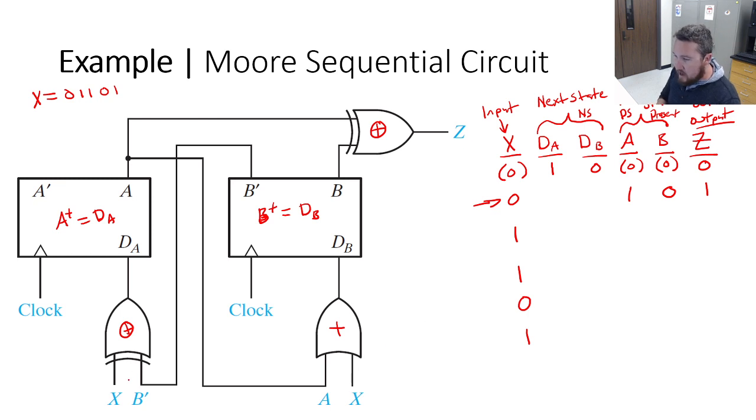Now we need to queue up the next state. For dA, we had X, which is equal to 0, and B prime. Remember, B is equal to 0, so B prime is equal to 1. So 0 XOR 1 is equal to 1. So dA is equal to 1. And B is A OR X, so X is 0, but A is 1. So 1 OR 0 gets us a 1, which means that dB is equal to 1. And that's the next line. Any questions about that one?